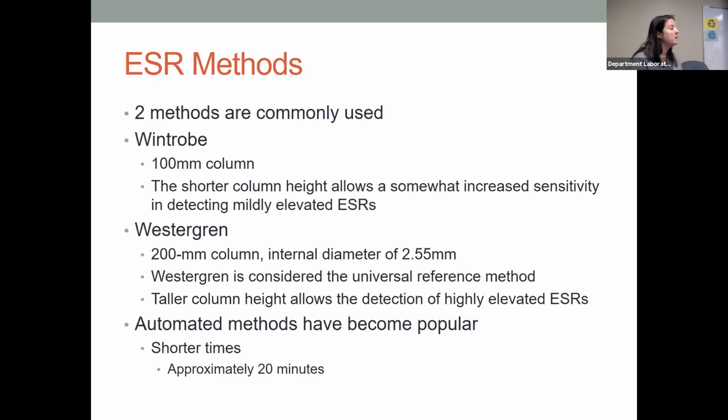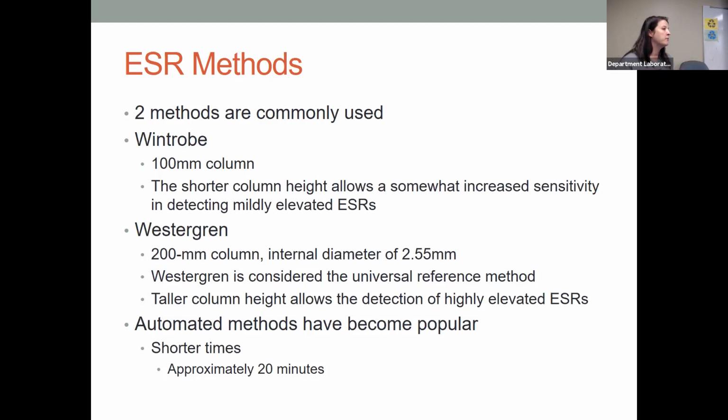All right, so there are two common methods that we will use in the lab, and you guys will actually get to do this in an upcoming lab. The first one is the Wintrobe. This is the old method. You use a 100 millimeter column. It's a shorter column. Some people say that it actually provides increased sensitivity in detecting mildly elevated ESRs. Versus the Westergren, it is a longer column, 200 millimeters, and it is considered now the standard.